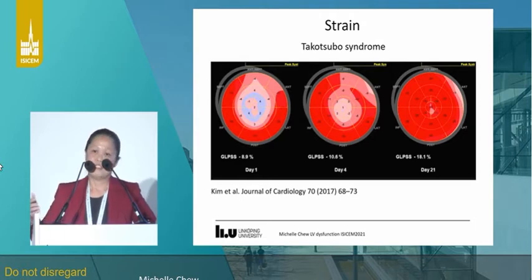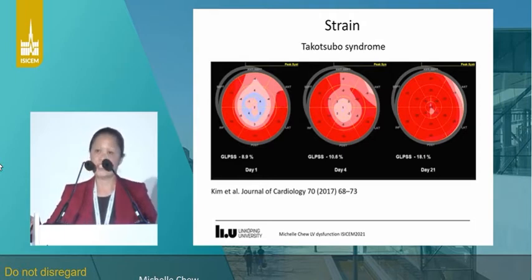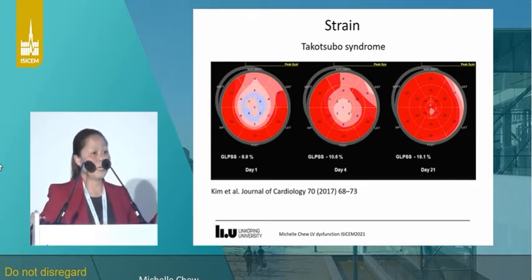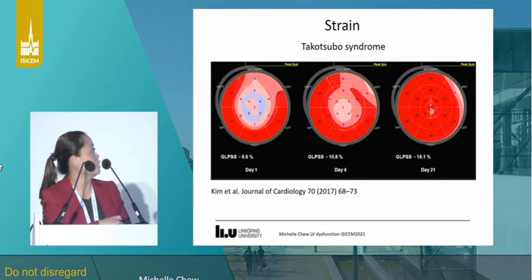Now, the advent of advanced scanners capable of speckle tracking has identified strain, and in particular, the global longitudinal strain, GLS. You might have heard of this as the new gold standard for left ventricular systolic function assessment. Some of you may already be familiar with this kind of measurement. I just pulled this out from this journal.